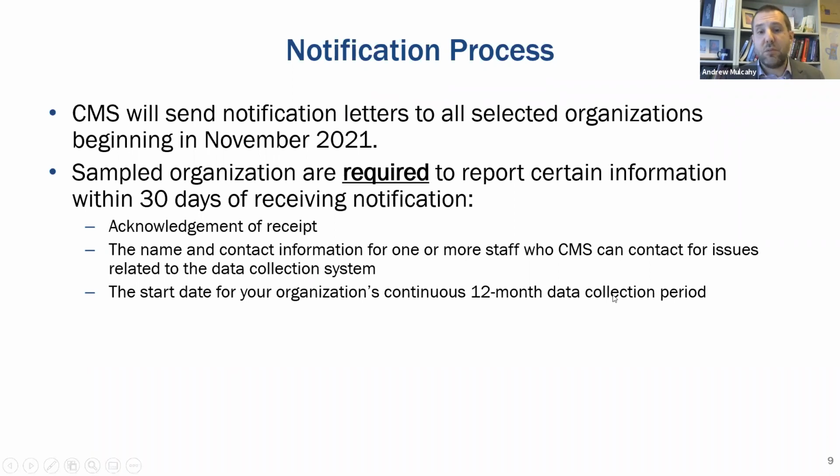And then the third piece, and most importantly, is you have to submit the start date for your 12-month data collection period. So this is where you tell CMS right off the bat, are we going to go over the calendar year or our fiscal year? And then if it is a fiscal year, when would it start? And that will feed into the rest of CMS's systems and determine when you'll need to report, and also pre-populate a bunch of dates in the web-based data collection instrument.